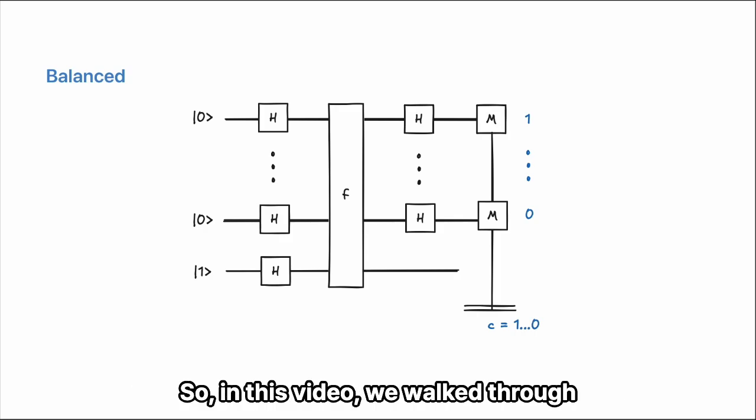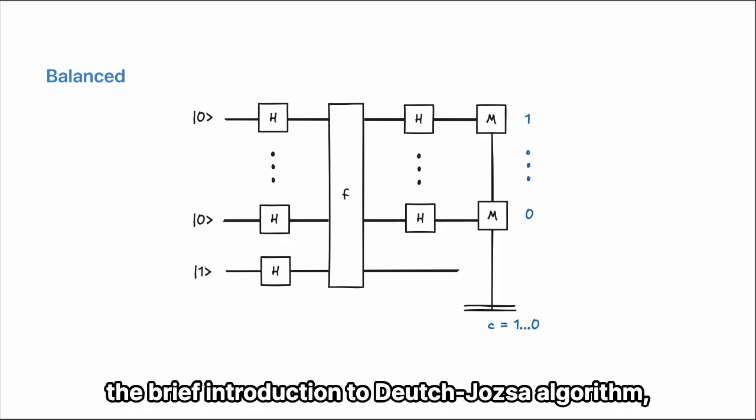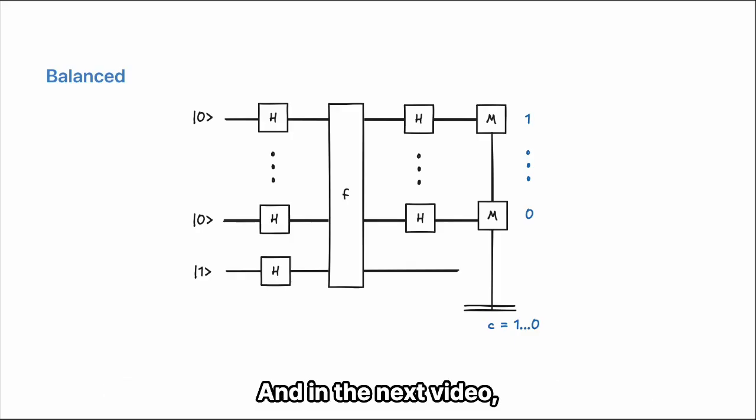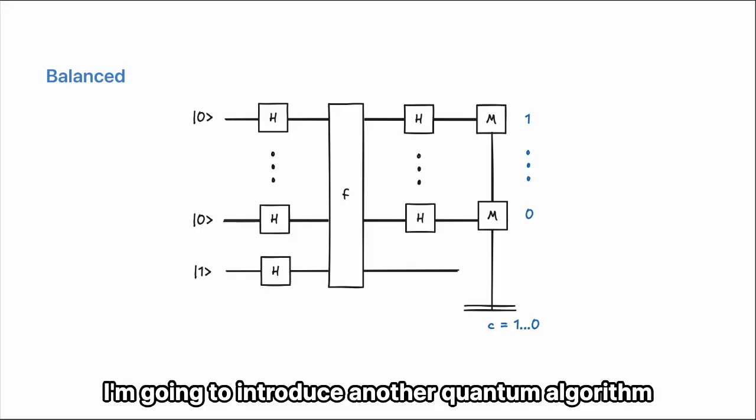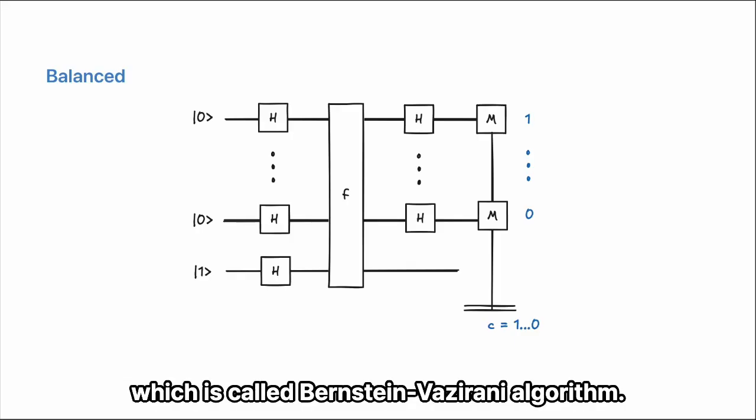However, if you observe at least one 1 in the measurement, then you immediately have to conclude that this function is balanced. So in this video, we walked through a brief introduction to the Deutsch-Jozsa algorithm, and in the next video I'm going to introduce another quantum algorithm called the Bernstein-Vazirani algorithm.